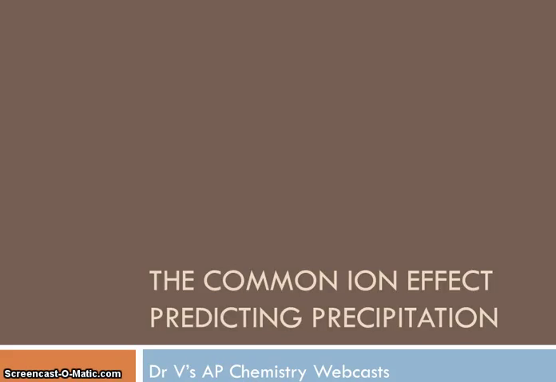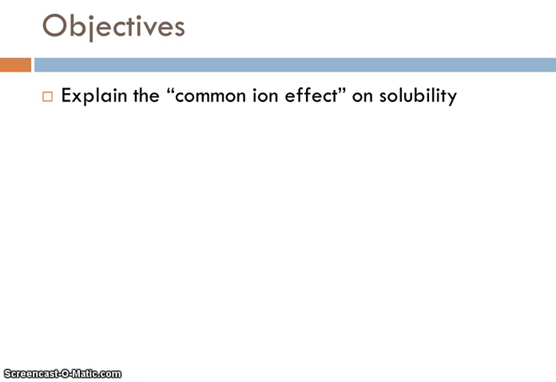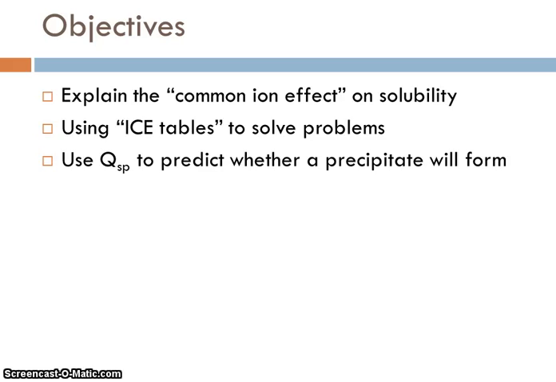Welcome to Dr. V's AP Chemistry podcast. Today we're talking about the common ion effect, and we're going to talk about how we can use this to predict if a precipitate will form when two solutions are combined. So what I'd like to do in this webcast is explain the common ion effect and what it does to the solubility of slightly soluble salts. We'll use ice tables to solve problems, and we'll use Qsp, the reaction quotient, to determine whether a precipitate will form if we combine two solutions that could potentially form an insoluble product.